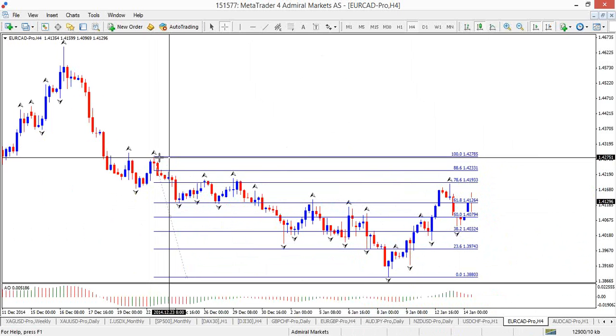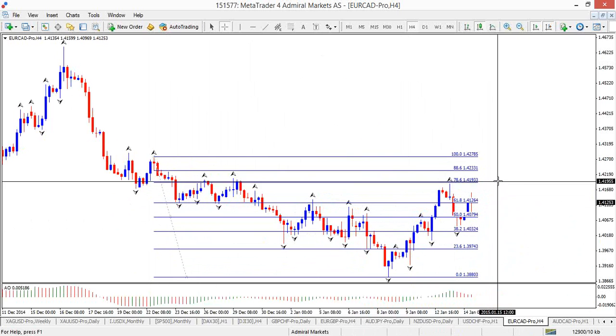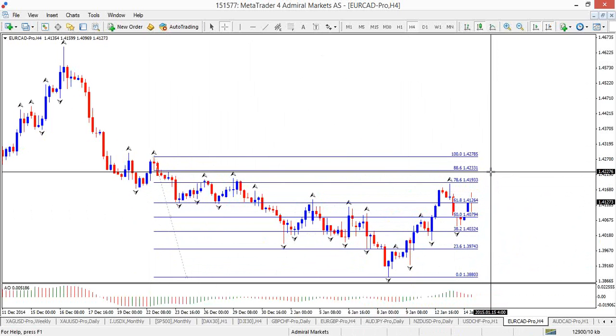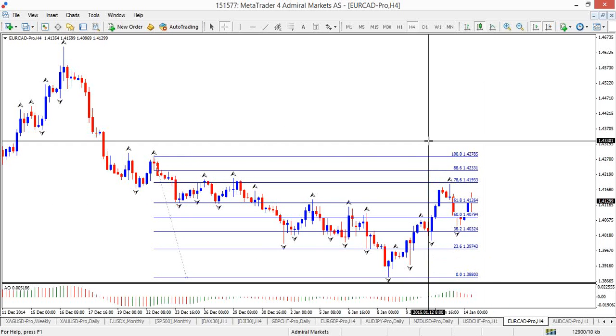The stop loss preferably would be above the swing high here at the 100 level. The other option would be to wait for price to get to the 886 fib. If it gets there, though, that's something we never know. But then the risk, of course, is smaller in terms of pip size.